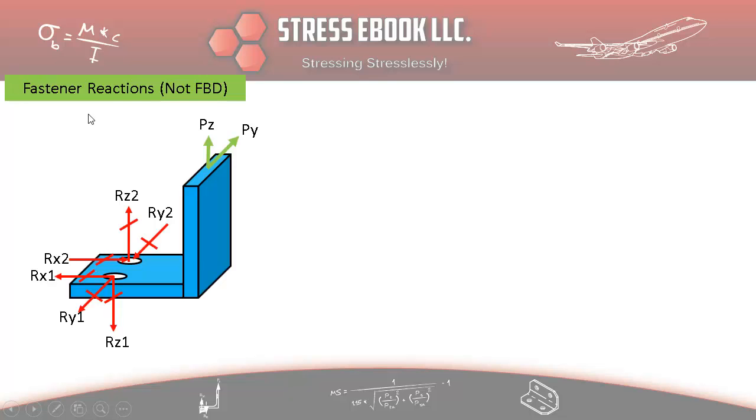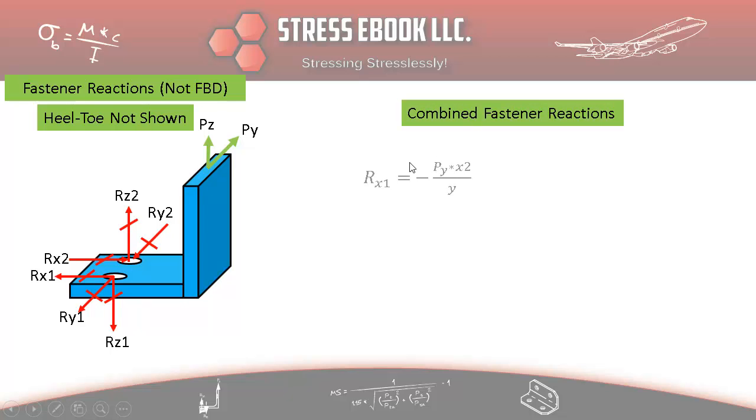This one here is the fastener reactions free body. It's not a free body diagram because we don't show you the heel toe reaction symbols here. If you include that, then it would be a complete free body diagram, but I'm only showing you this figure to show you the reactions. Okay, so we're going to get into that. Now that we know what the different equations are, we can compile all the different reactions.